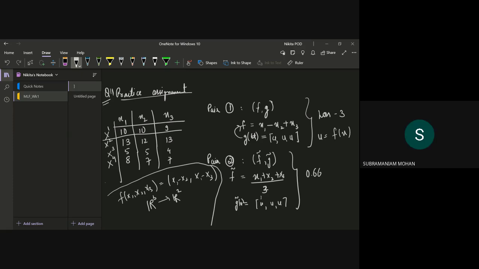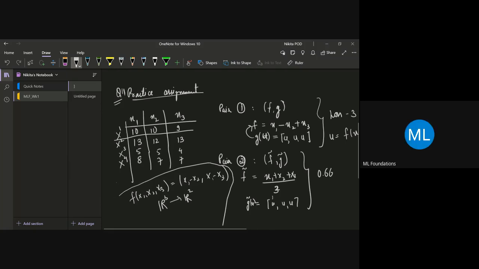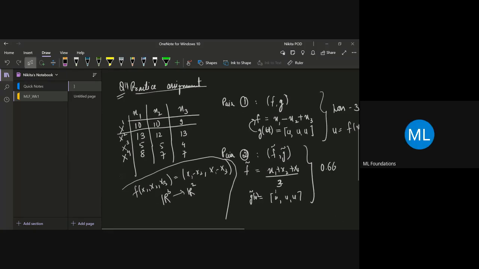So pair one and pair two are entirely different, independent, is it? Yes, there's no similarity. I mean, just for you to understand, if you're given two encoder-decoder pairs, how will you check which one is better?